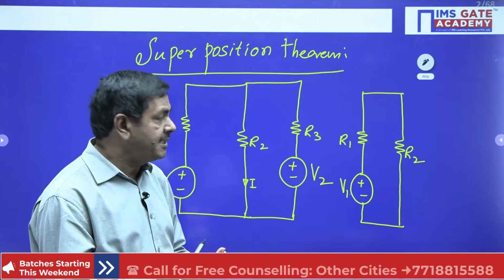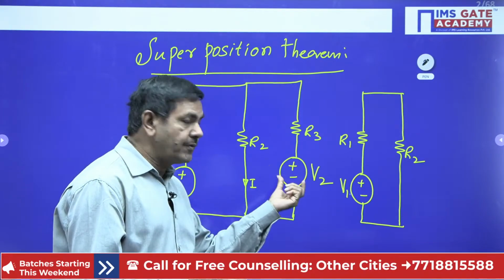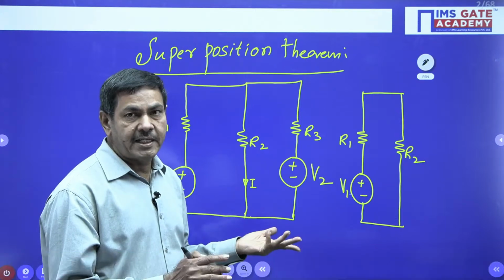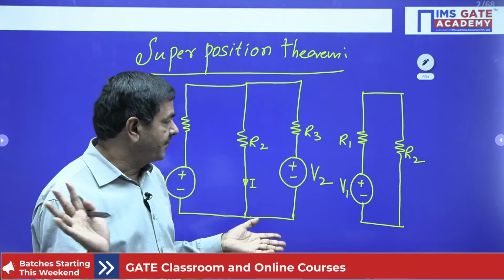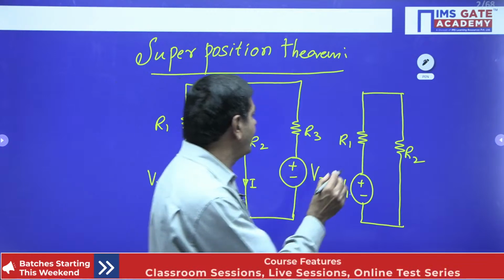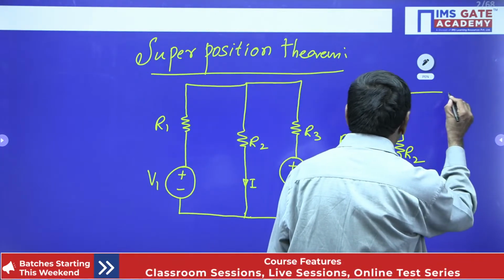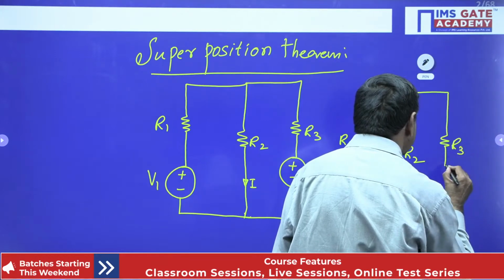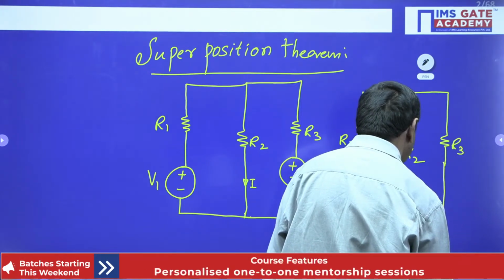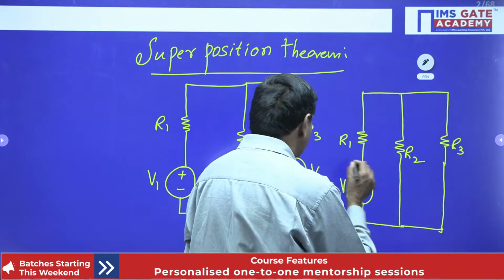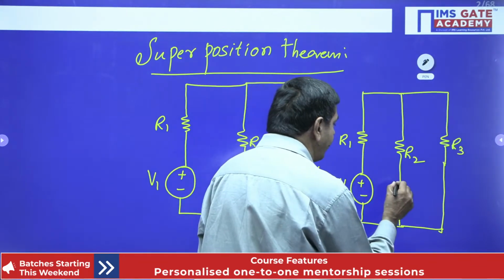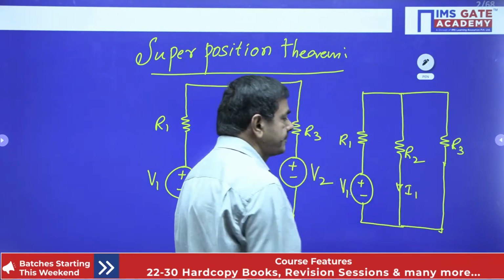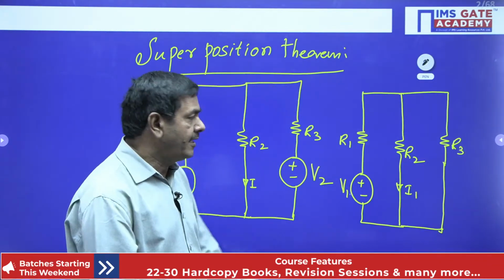If you have a voltage source, you short circuit it. If you have a current source, you open circuit it. Here I have a voltage source, so I short circuit it. Wherever a voltage source is given, there you must short circuit. The current passing through R2 is what I want. Here I take the current as I1. You find I1 here.